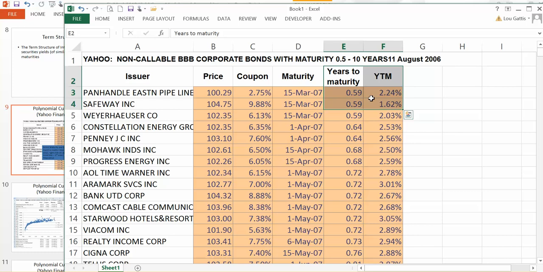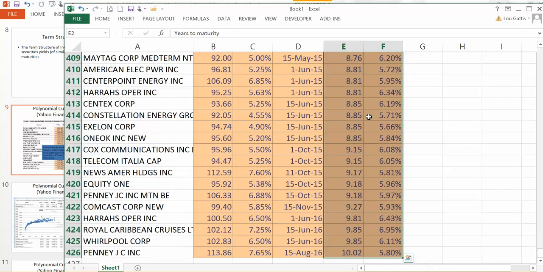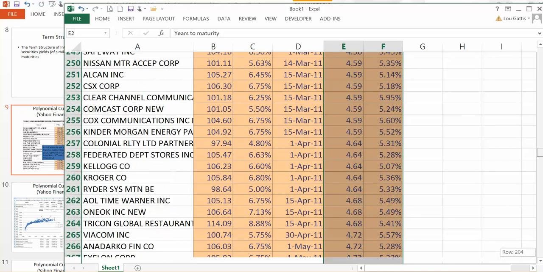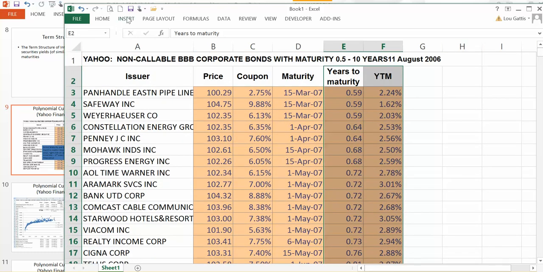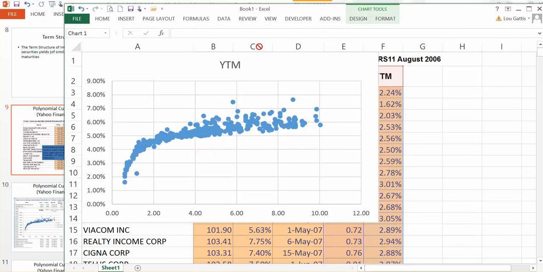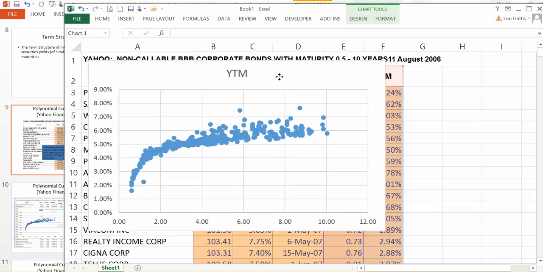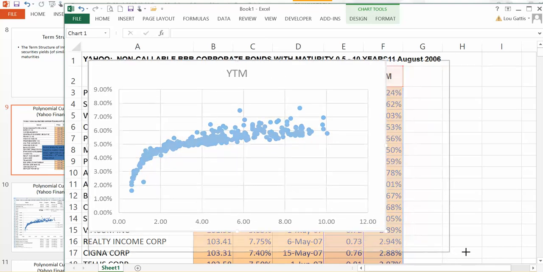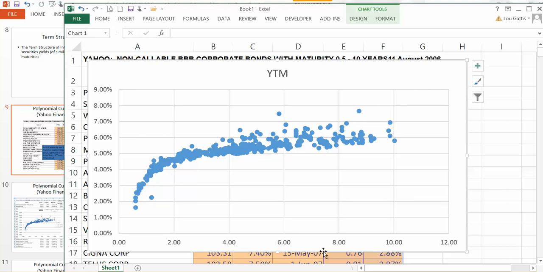So let's just graph this data, just the maturity and the yield. Now I'm going to put in an XY scatter. So these are my 400 and some bonds. There seems to be a strong relationship between maturity and yield to maturity. Looks like as the bonds increase their maturity, their yields go up, although they kind of go up at a really high increasing rate, and then they flatten out, and then it looks like it may turn up a little bit here.